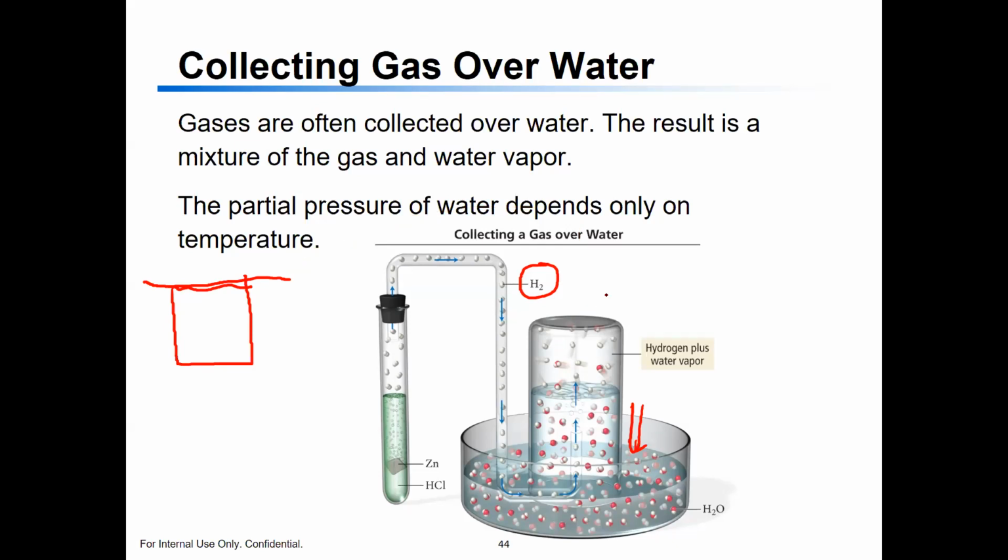So how much hydrogen do we have in here? Do we know the volume of this container? Yes. Do we know the temperature? Yes. We know the pressure? Yes. But what's in this? What gases are in here? Anyone know what type of gas is in here? Hydrogen. Hydrogen? Anything else?